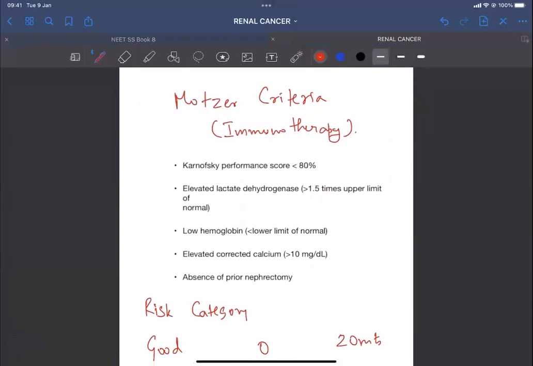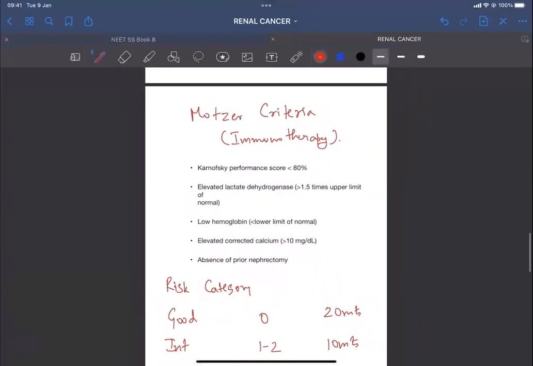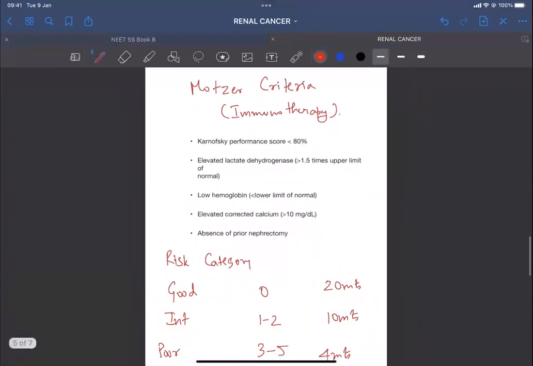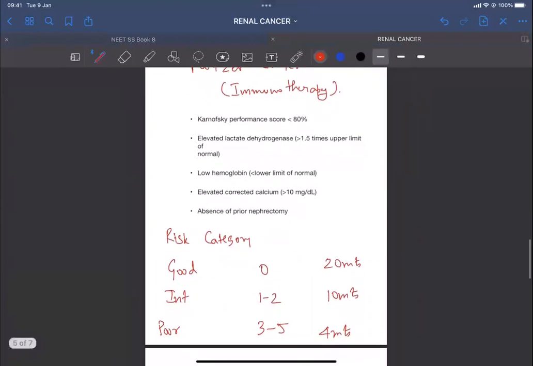So that's the historical criteria for immunotherapy. It was called the Motzer criteria. It's a performance status less than 80. These are the risk factors, essentially. Presence of one or more risk factors is intermediate risk, and 3 or more is poor risk, and that's the survival. It's there in Campbell, but I'll leave it on screen for a minute if you want to.